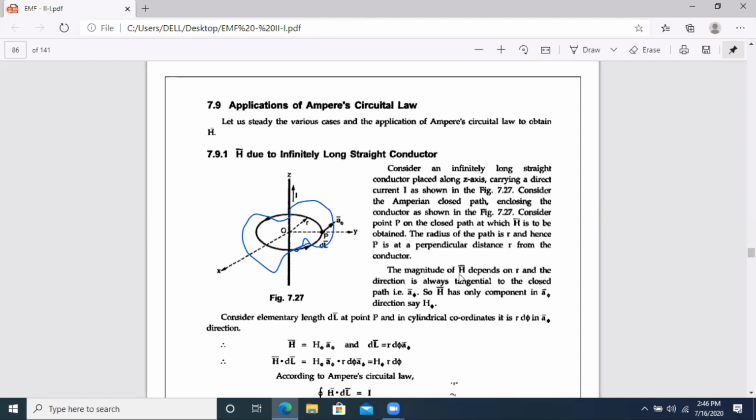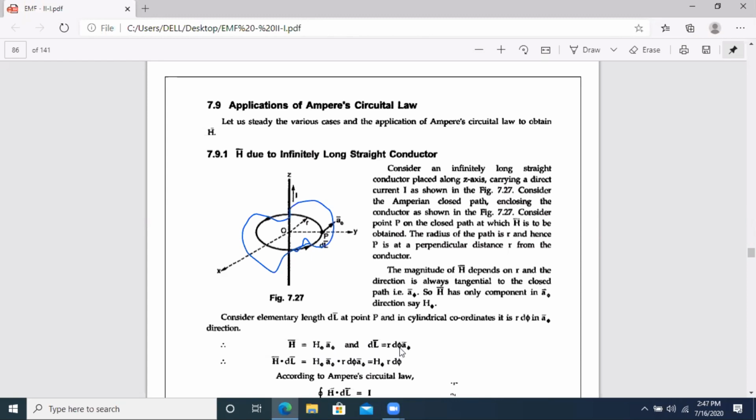The magnitude of H depends on R, and the direction is always tangential to the closed path, that is, A phi. All right? So H has only a component in the phi direction. H is only in the phi direction. So H is H phi in the phi direction.